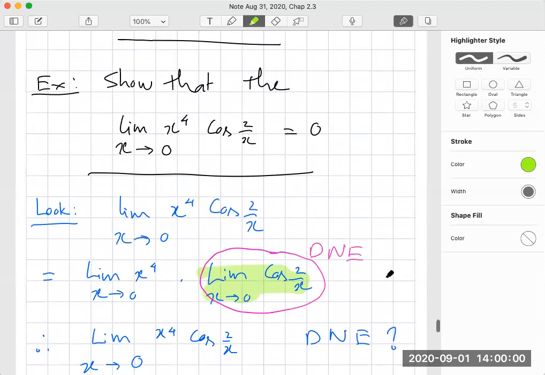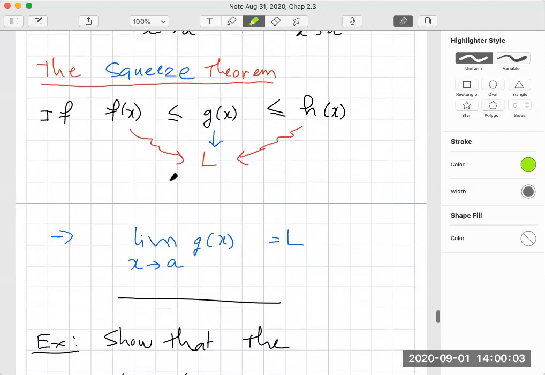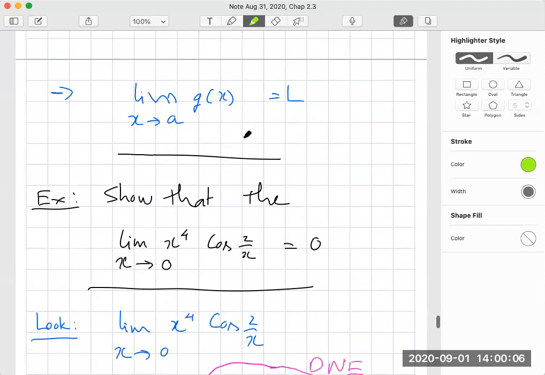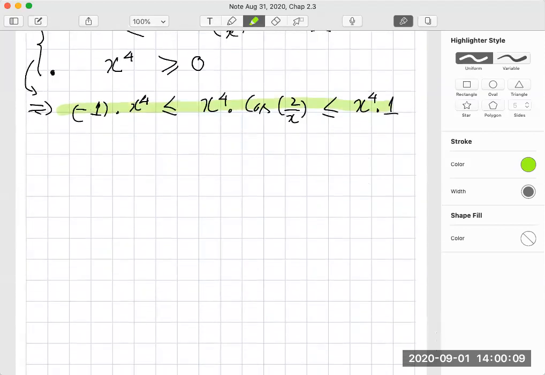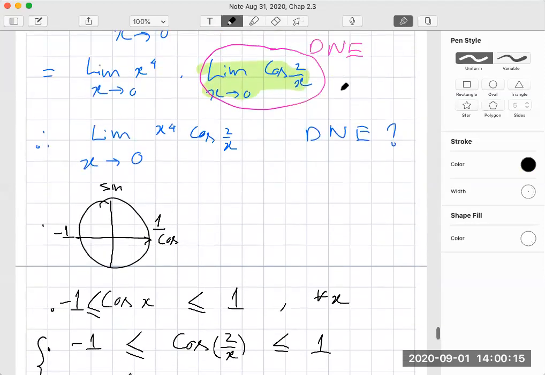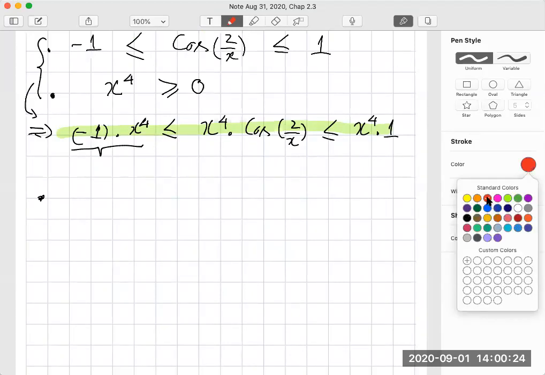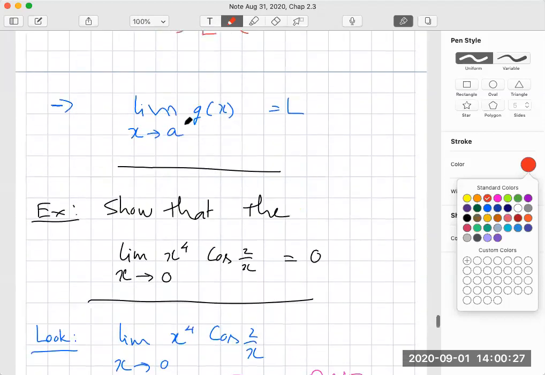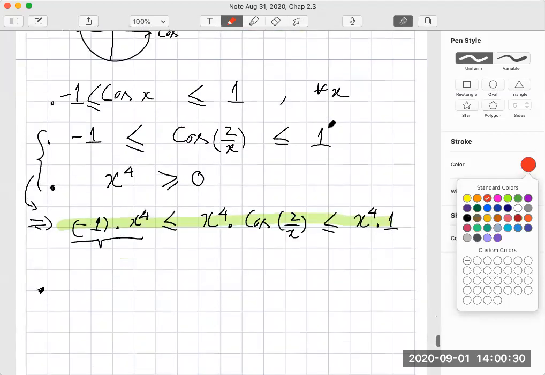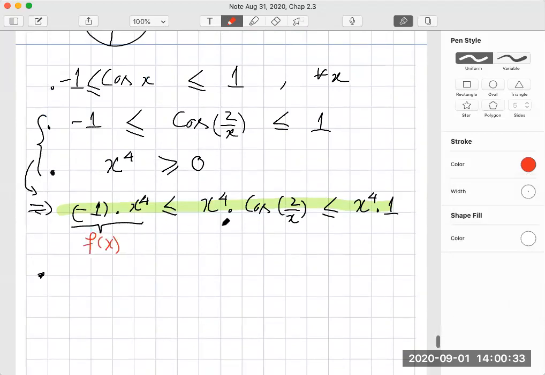Therefore, let us take a look and try to apply this theorem. Look at this. Now we are trying to compute the limit when x approaches 0, right? Then this is our f, g, and h, right? This is our f. This is our g. And this is h of x from the previous theorem.